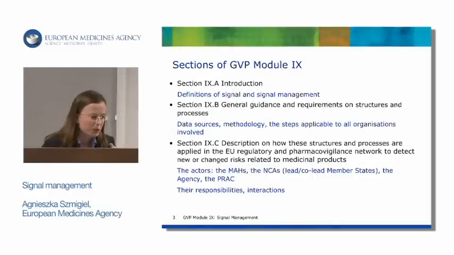The sections of the module include, as for all the other modules, the introduction with the definitions of signal and its management. Section B, which provides general guidance and requirements on structures and processes. This includes data sources, the methodology, the steps applicable to all organizations involved, and Section C, which specifically describes how these processes and structures are applied in the EU regulatory and pharmacovigilance network to detect new or changed risks related to medicinal products. It also covers the roles and responsibilities, interactions between the marketing authorization holders, the NCAs, including the lead and co-lead member states, which we will define later, the agency, and the role of the PRAC.